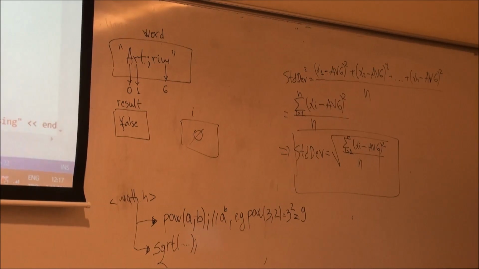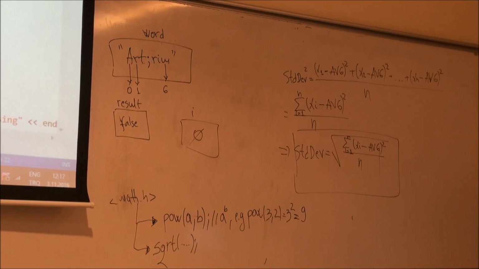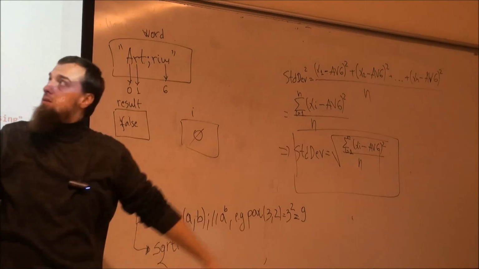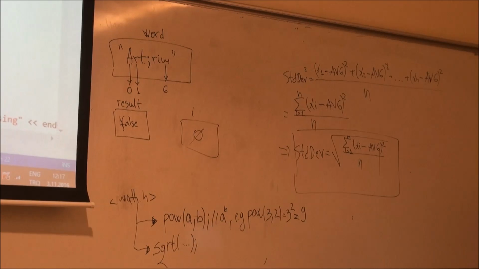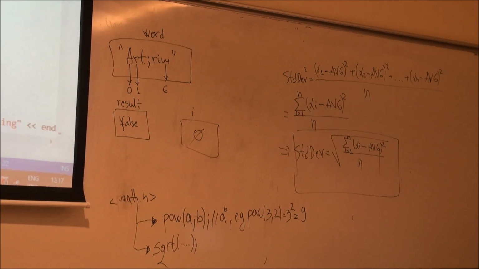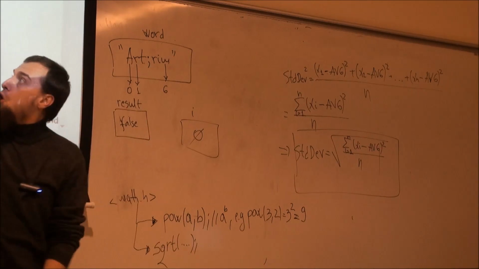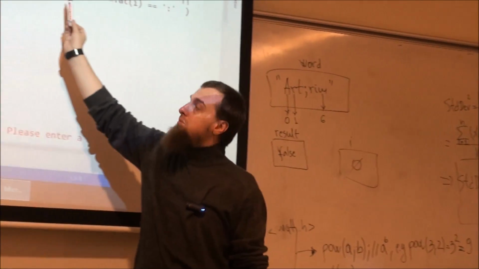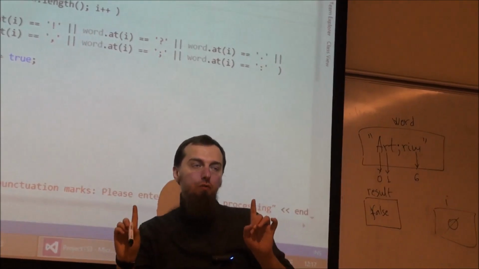Then I'm checking: is I smaller than word dot length? What's the length of the word? It's 7. Okay. Is 0 smaller than 7? Yes. Then I'm going inside and I'm asking, is the word at 0 equal to exclamation mark? No. Or the word at 0, is that equal to question mark? No. Or, and so on. This is the or operator.